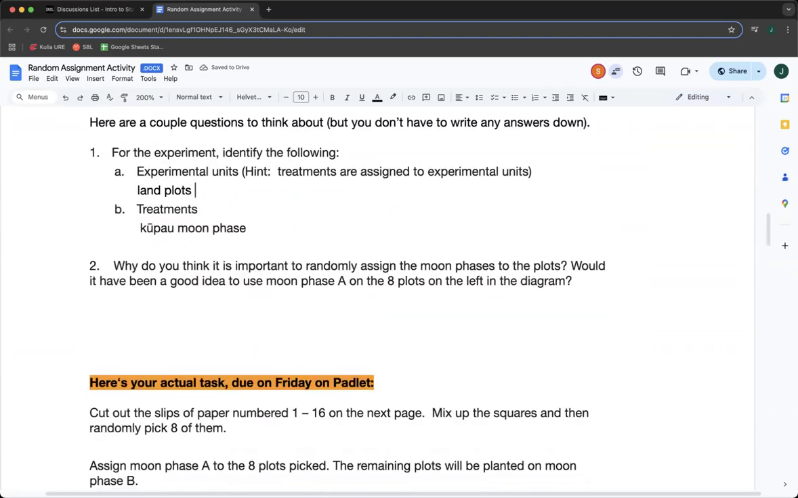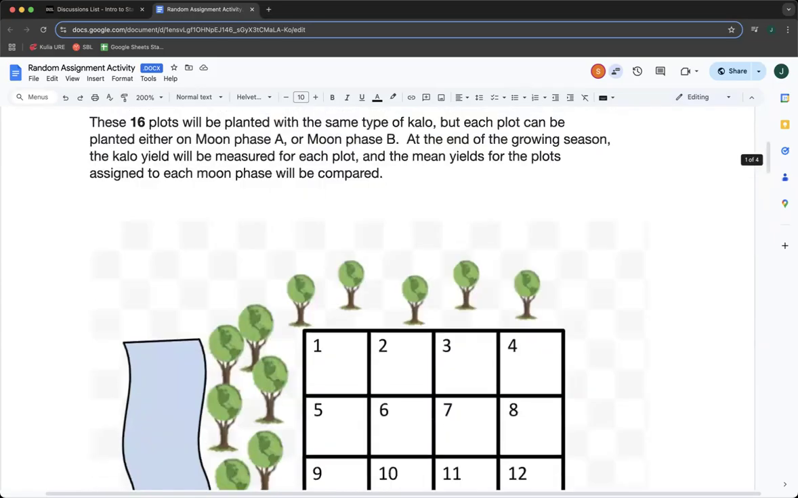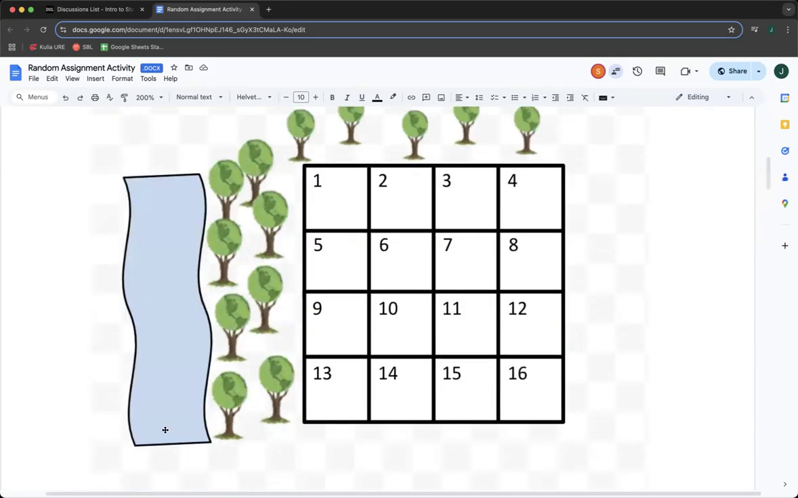Okay, so number two, why do you think it's important to randomly assign the moon phase to the plots? Would it have been a good idea to use moon phase A on the eight plots on the left of the diagram? Looking at our diagram, that would not be a good idea because you've got the stream and you've got the trees, right? So it's very possible that this is better land because it's closer to water, or maybe worse if there's too much water or something. But either way, it's possible that this affects the outcome.